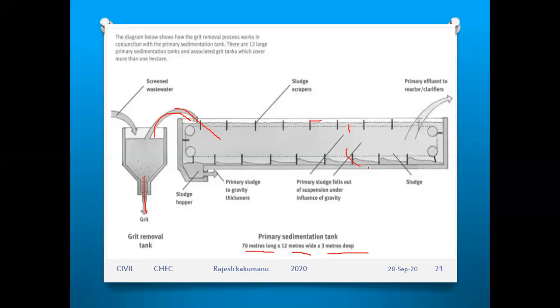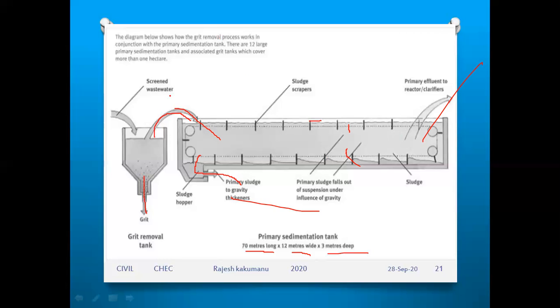Slowly it forms on the bottom layer. That is nothing but sludge. Next, once the sludge is collecting at one center, through the hopper these are coming outside, primary sludge to gravity thickener, and sending into the other places. So whatever water is thoroughly treated goes through different scraper system and sludge system. Again at the other end the water is going to the secondary stages, right? So this is the process of water treatment.